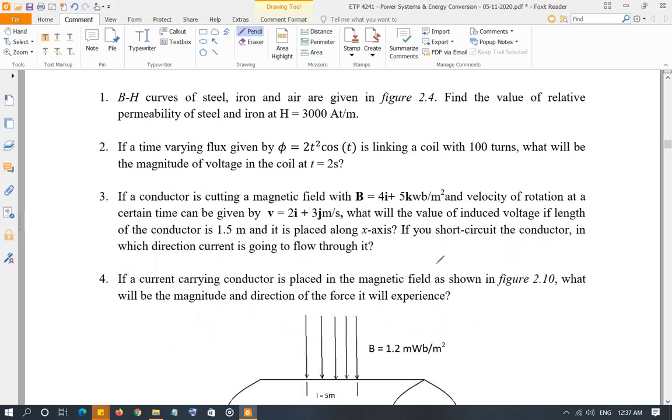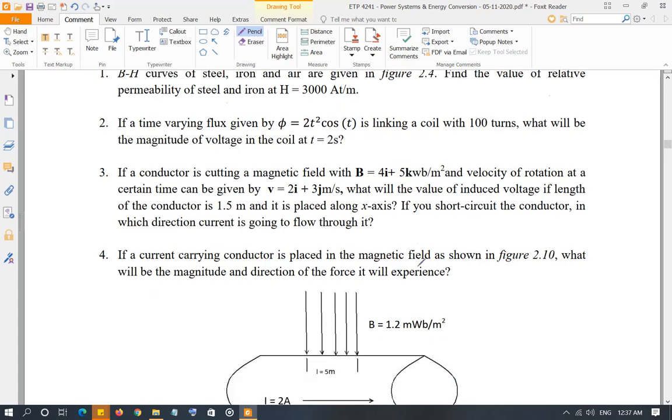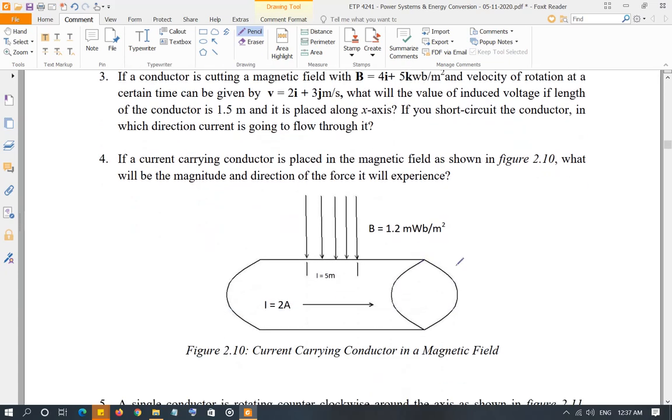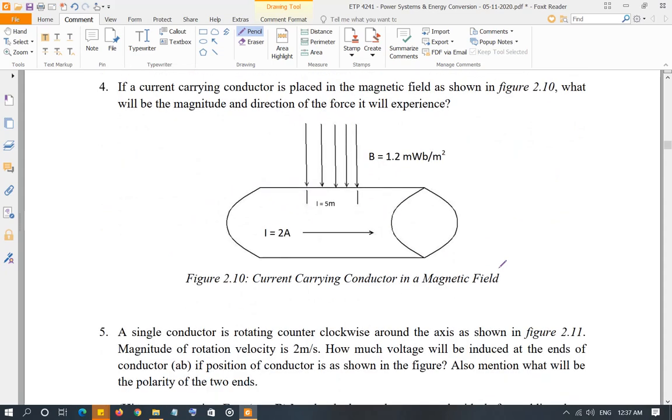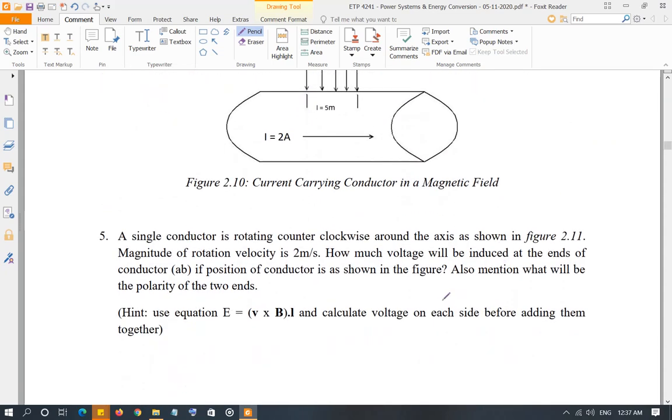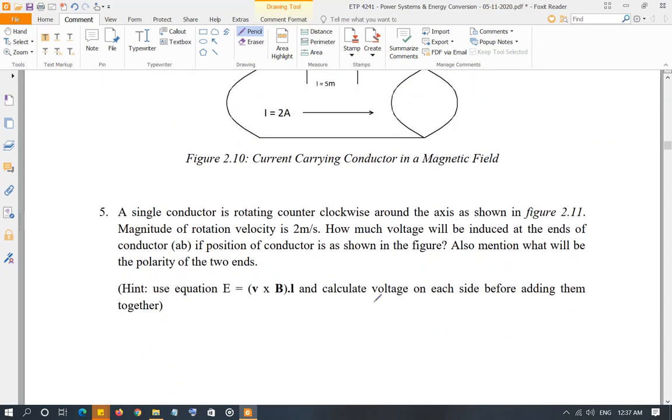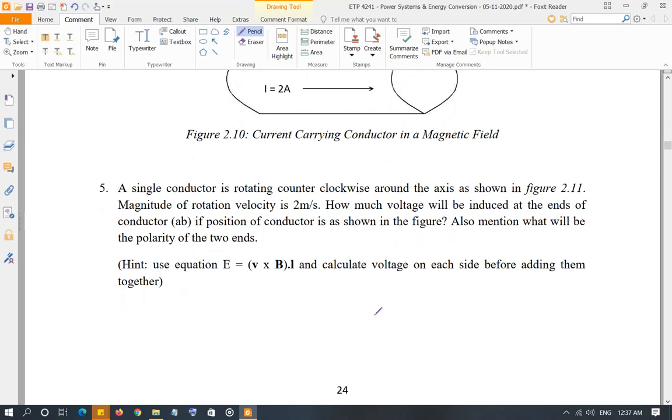The third one again is pretty straightforward: L dot V cross B to find the induced voltage in the coil. The fourth one is about the Lorentz force. The fifth one, however, I'm going to go ahead and discuss. If I put this problem in chapter 3, it's going to be easily understandable, but since we have not discussed this, let me go ahead and discuss it.